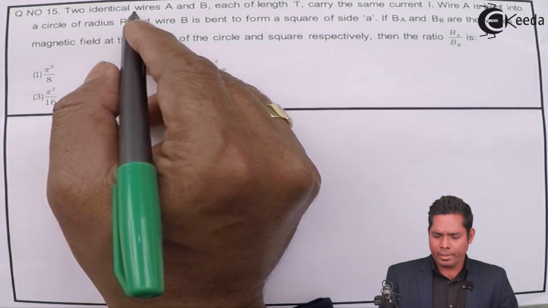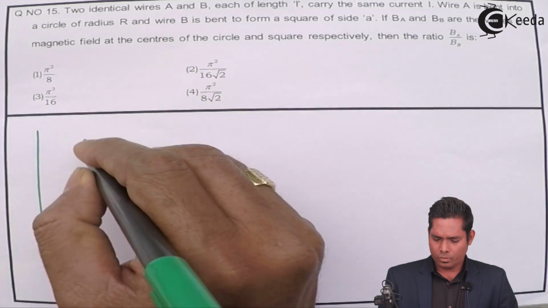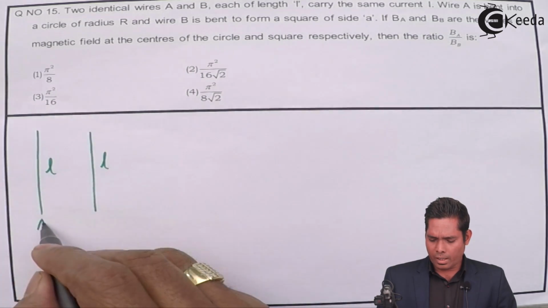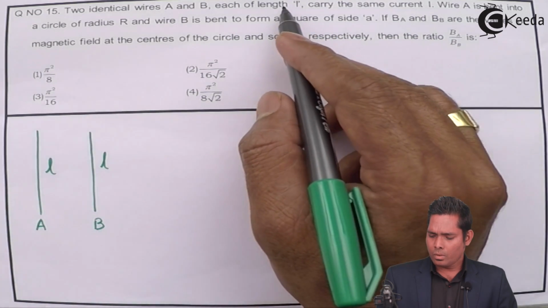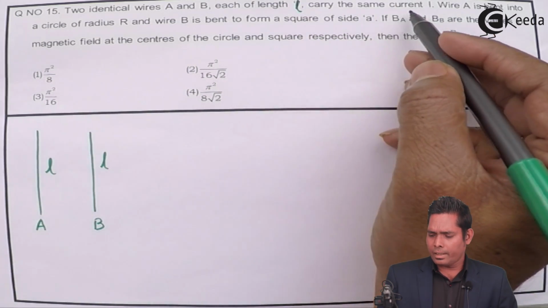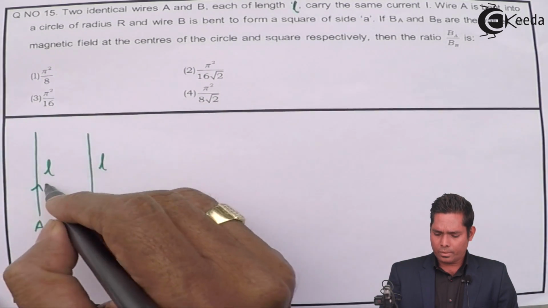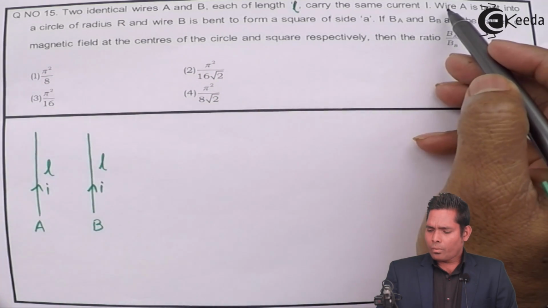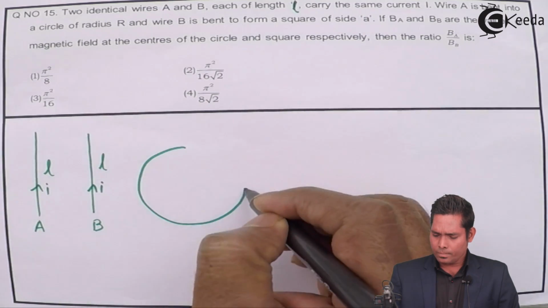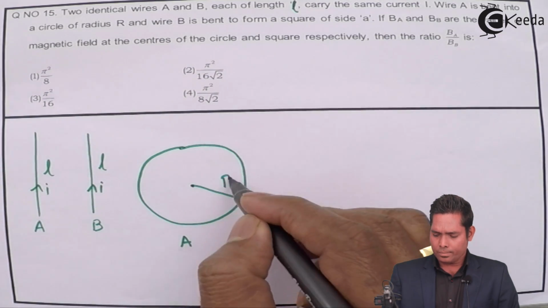It says two identical wires A and B, each of length L. This is A, this is B. Length L. Carrying current I. Wire A is bent into a circle of radius R. This is wire A, bent into a circle of radius R.